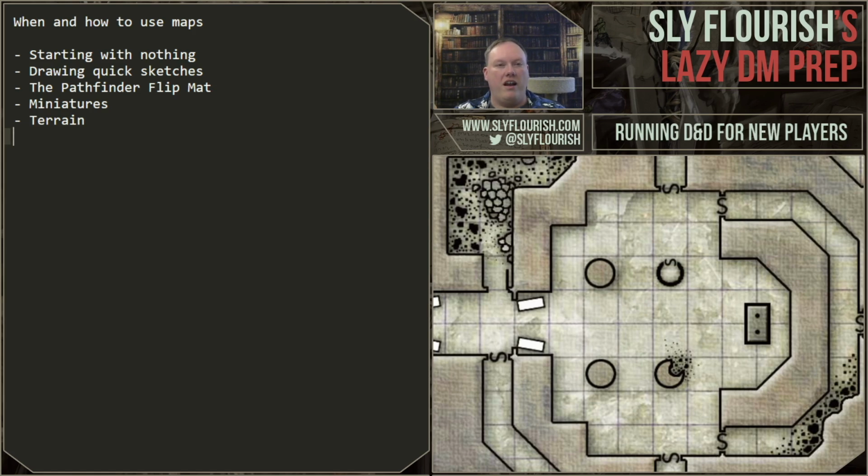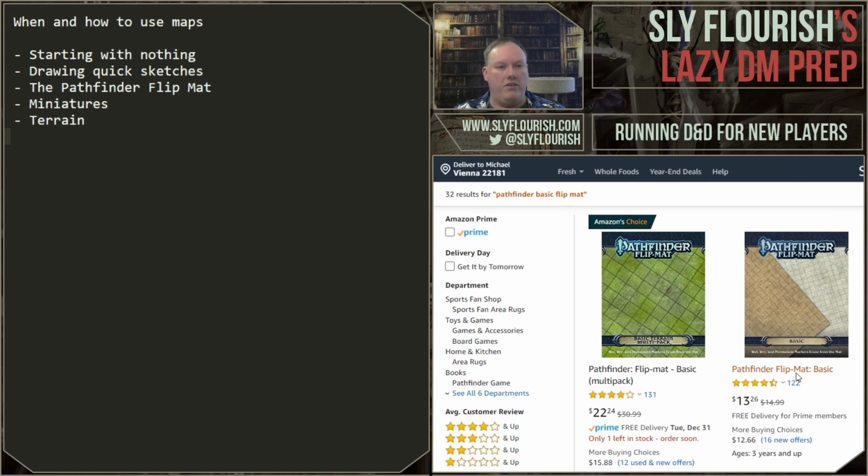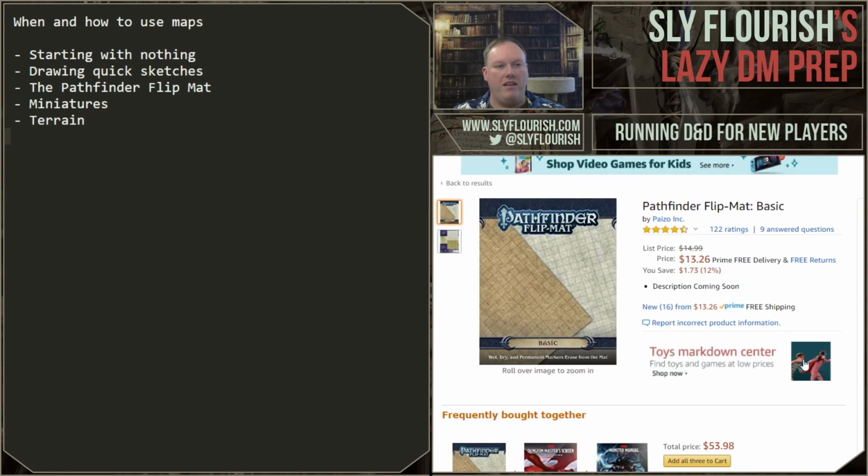The one other tool that I argue people need is the Pathfinder Basic Flip Mat. It is inexpensive. It's $13 on Amazon. And it has gray stone on one side, and it has sort of sand on the other. And this is a fold-up dry or wet erase battle map. It is about, I think, 24 by 36 inches, and it is folded into 3 by 3. So it folds up to about an 8 by 10, which means it's very easy to carry around. It's really lightweight. And you can draw on it with dry erase markers.